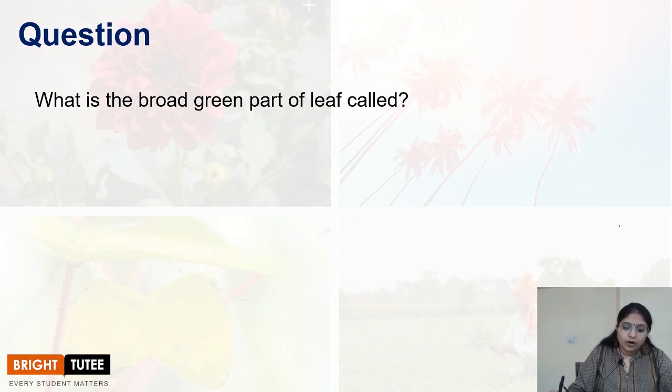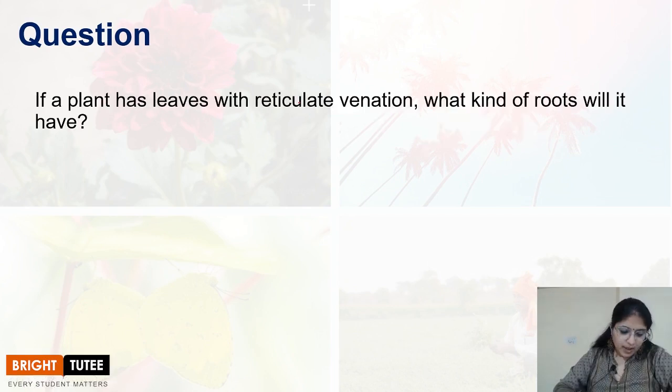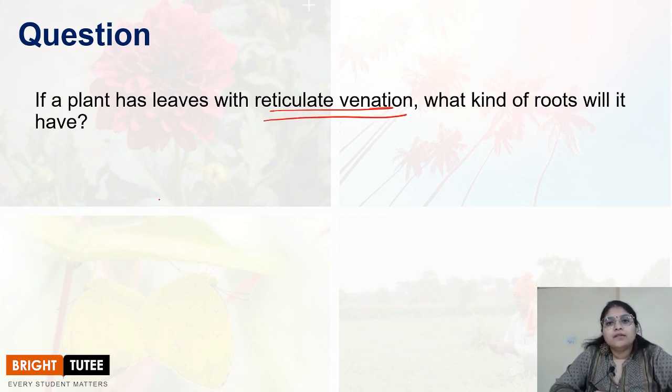What is the broad green part of the leaf called? So it is called the leaf lamina. Right? So this is the broad green part of the leaf and is known as the leaf lamina. If a plant has leaves with reticulate venation, what kind of roots will it have? So we saw that there is a certain relationship between the venation and the root system of the plant. So the leaves that have reticulate venation, the plant would have tap root.